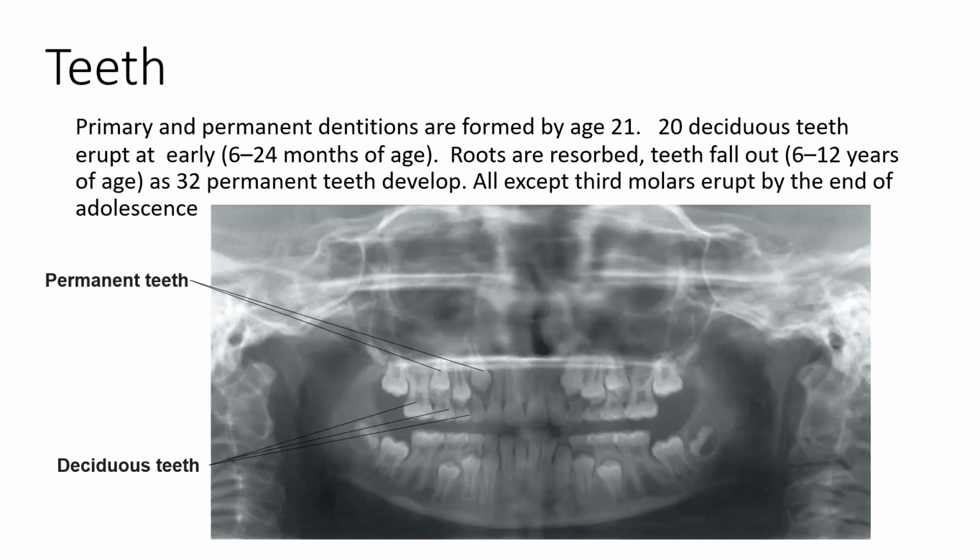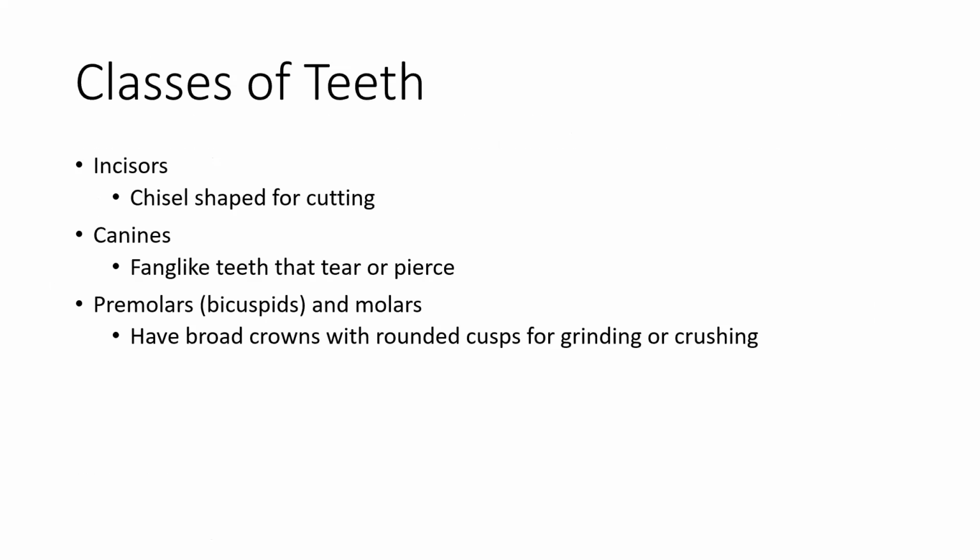We get most of our adult teeth by mid to late adolescence. We get the last set of adult teeth somewhere from late adolescence to early adulthood. Those are the teeth we call the wisdom teeth. They're actually our third molars. So let's take a look here. What kind of teeth do we have?